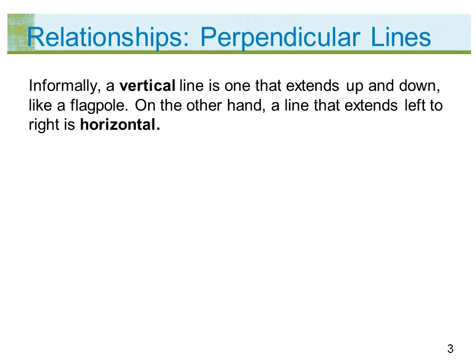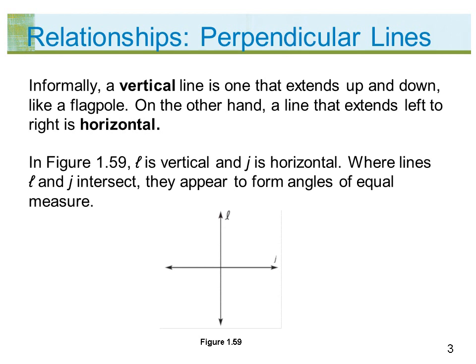Informally, a vertical line is one that extends up and down, like a flagpole. On the other hand, a line that extends left to right is horizontal. In Figure 1.59, line L is vertical and line J is horizontal. Where lines L and J intersect, they appear to form angles of equal measure.